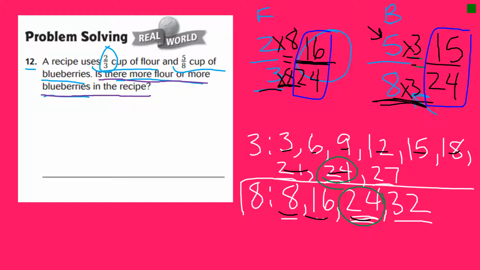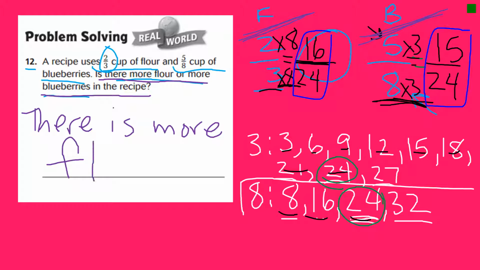Oh yeah, that's why I like to do little labels like that. Because then look, we put that F there. I know the 16 is flour and the 15 is with the blueberries. So what's our answer? Is there more flour or blueberries in the recipe? Well, the answer is there is more... What are you going to write, guys? Flour! Not a lot more, but some. All right, that was a good one.